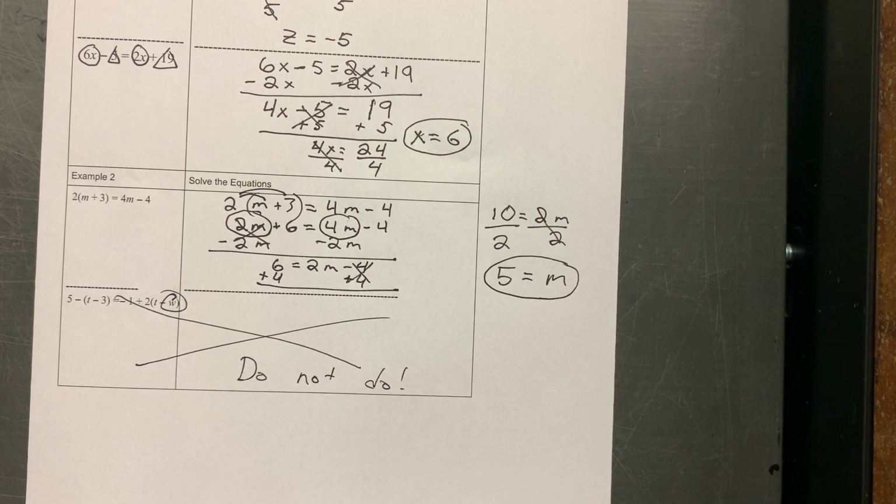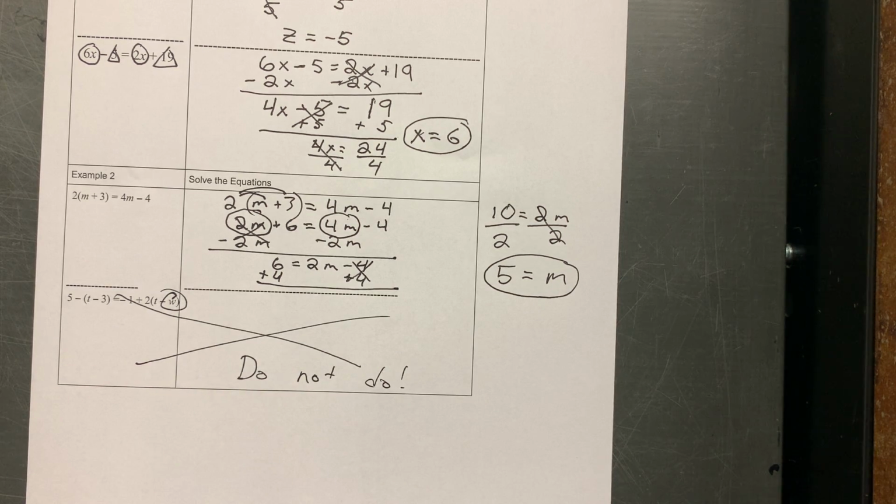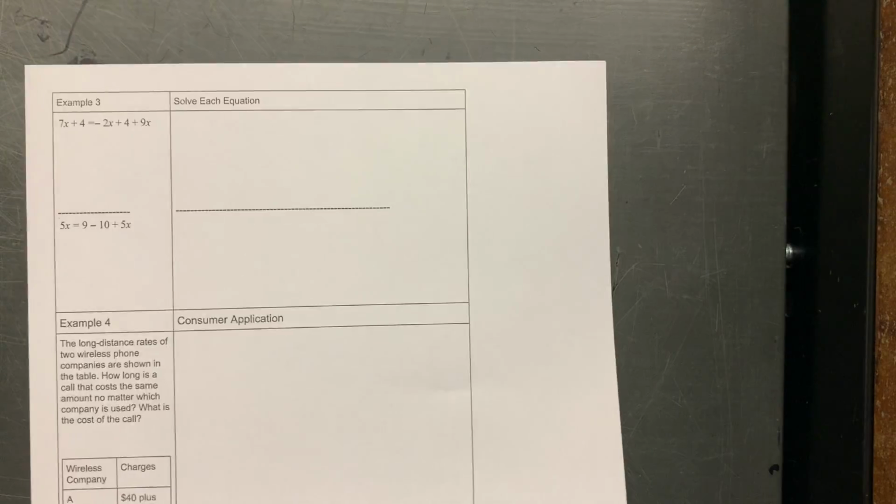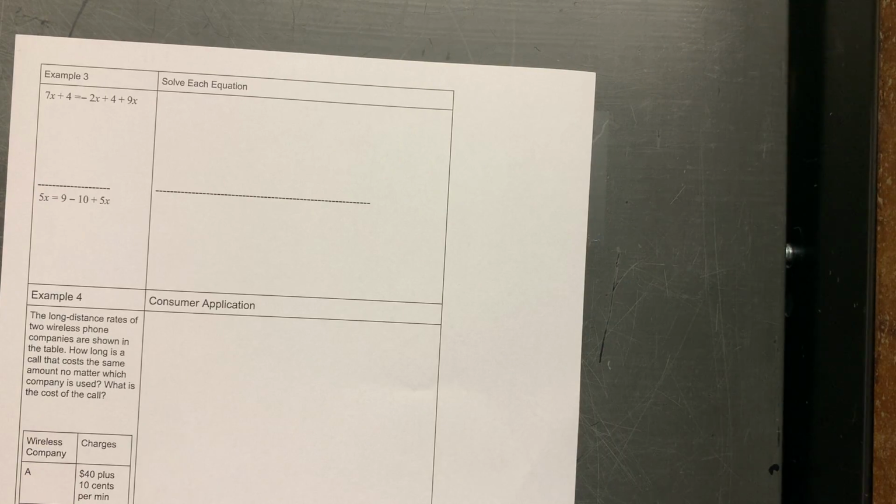Flip over to the next page, please. It should list at the top. It should say example 3. Looks like this page right here.